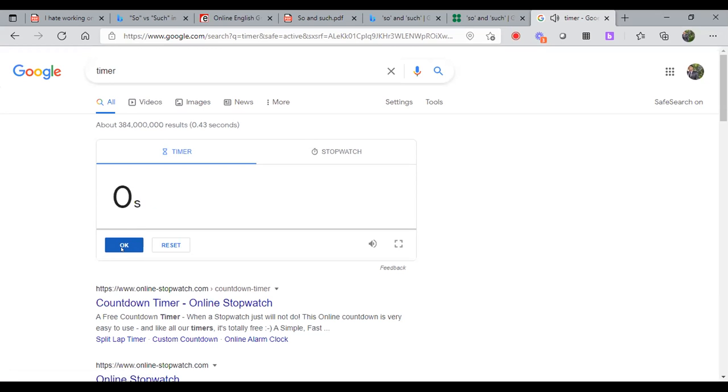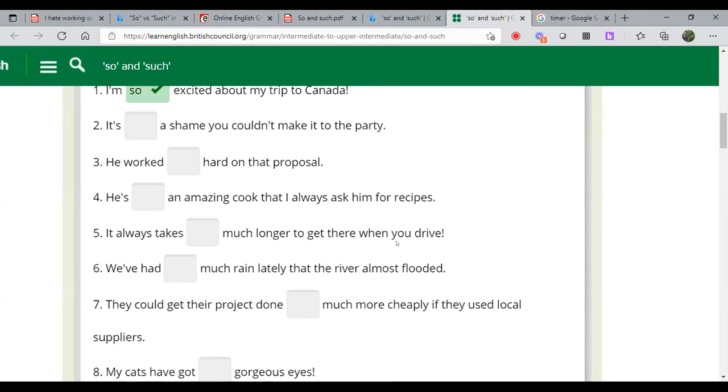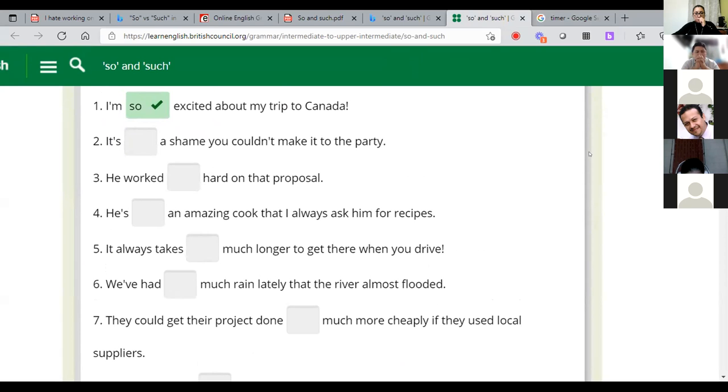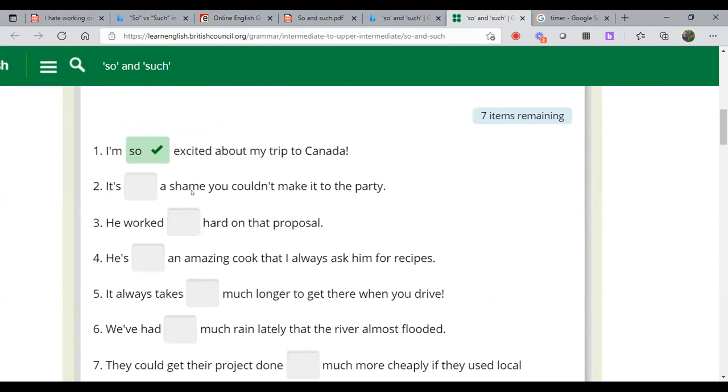Okay. Time is up. All right, so can I have a volunteer, please, that can help us do this activity? Un voluntario, tal vez, por favor, or maybe two, that can help us do this one, please. Me, teacher. All right, go ahead, sir. I can see that you didn't get the so much rain correct. Right? Yes, but that's good. Okay, so number one. I'm so excited about my trip to Canada. Okay, yes.